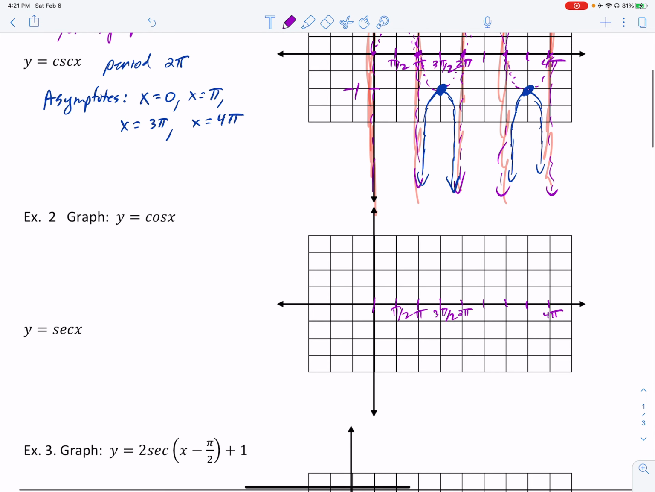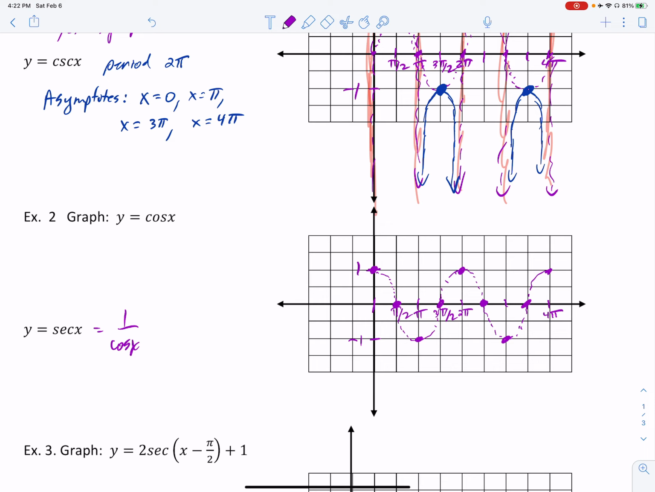And so for cosine, it starts up at 1. So it's here, it goes to 0 at one of its key increments, and then it'll be at -1, then 0, and back to 1. So there is 1 period of cosine. And then we continue that pattern, going by key increments. And that's how you're going to graph the graph of secant. Again, secant is 1 over cosine of x.